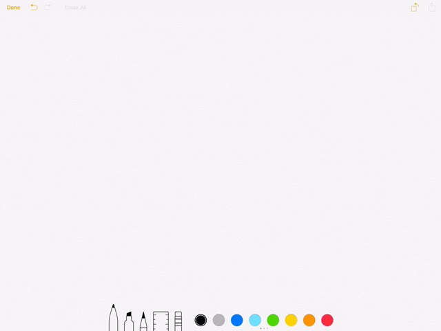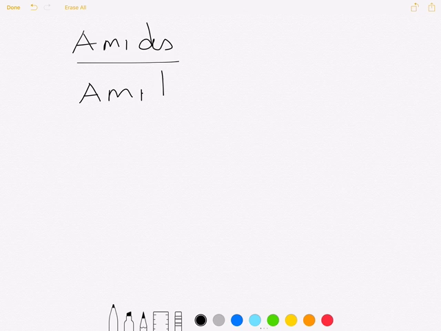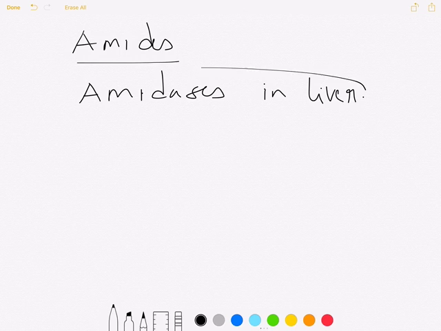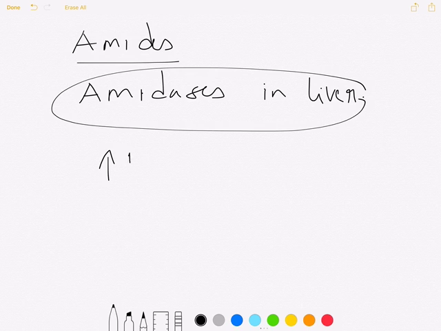Let's use a black pen here now. Amides undergo hepatic metabolism by an enzyme called amidases, whichever way you want to say, in the liver. And metabolism is slower than the esters. So what happens in liver failure? You have an increase in the half-life of amides. That can be a question that can be asked.